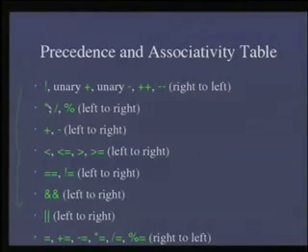Then come the arithmetic operators, multiplication, division, remainder. Associativity is left to right. Then the addition, subtraction again left to right. Then less than, equal to, greater than, equal to, left to right again. Then equals and not equals, left to right. The logical and, logical or, both associate left to right. And finally, the assignment and assignment like operators like equals, plus equals, minus equals, star equals, and so on.